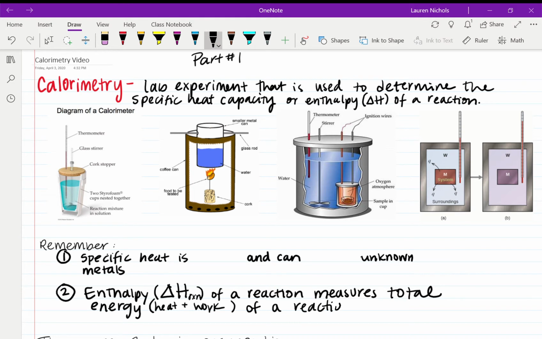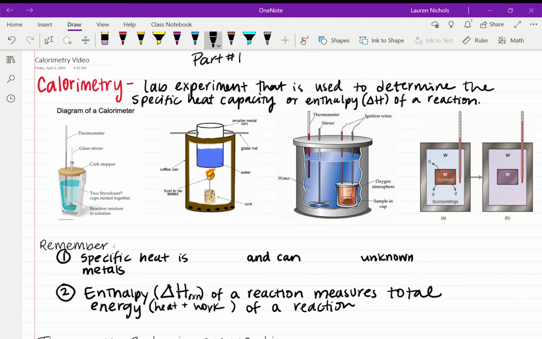So we know that when some things happen, for example, if a Cheeto burns on fire, not only does it produce heat, but the mass also shrinks and gets closer together. So that would be heat and work combined. But most of the time we just focus in high school chemistry on the heat portion.